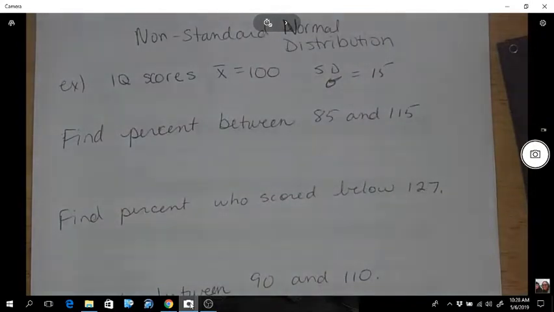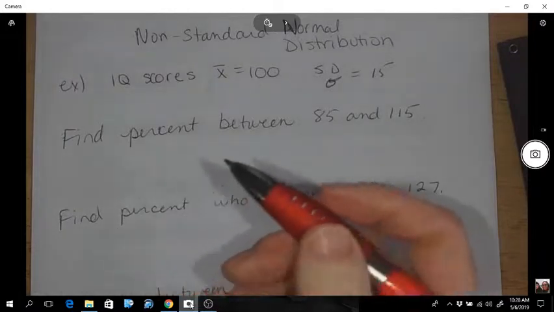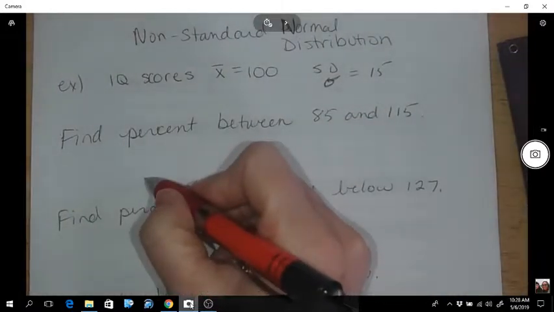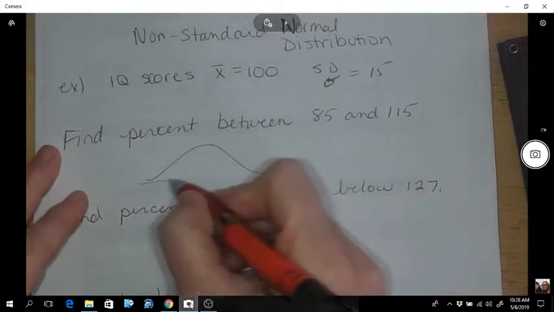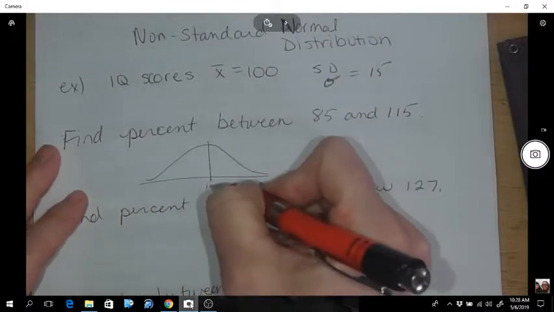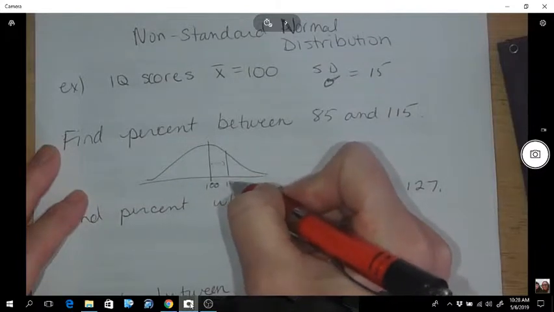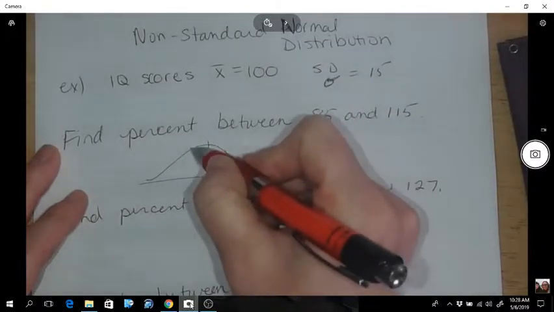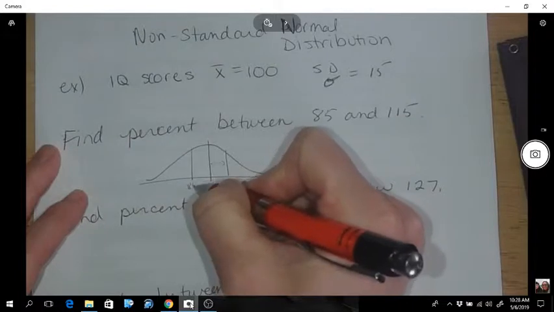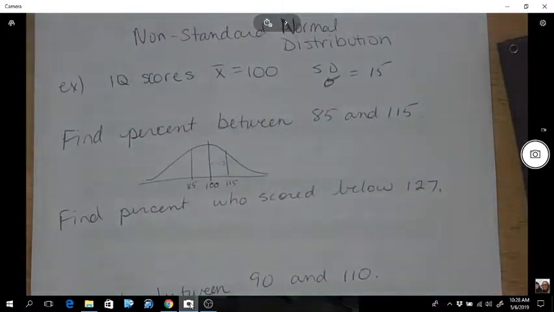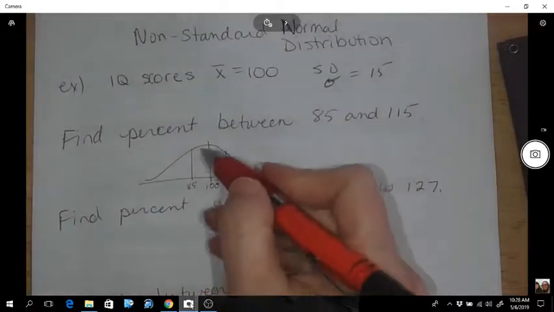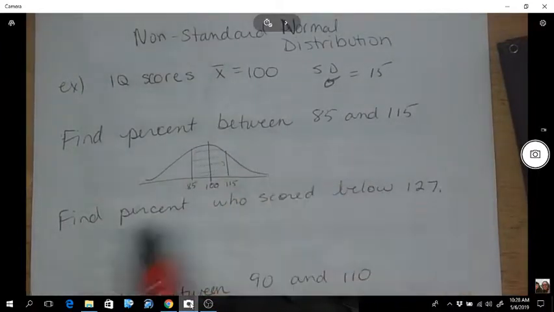Okay, so the first example I did was one that would appear on the curve, because if we think about our normal distribution curve, 100 is our mean, and if we go up a standard deviation, that would be 115, and if we went down a standard deviation, it would be 85. So I'm asking you what percent fall between 85 and 115.